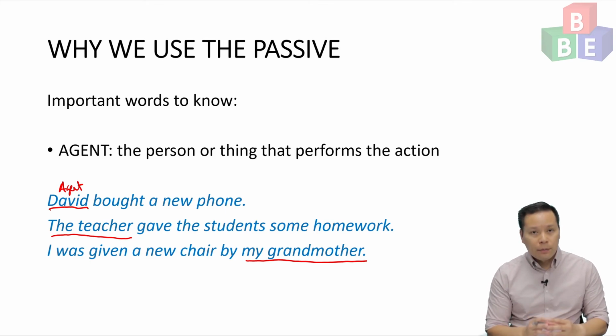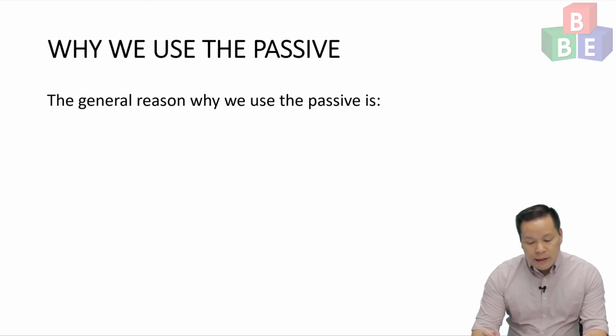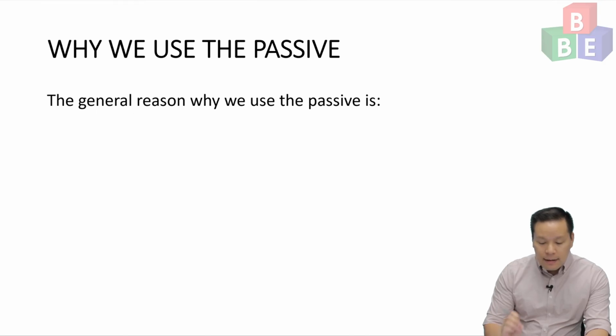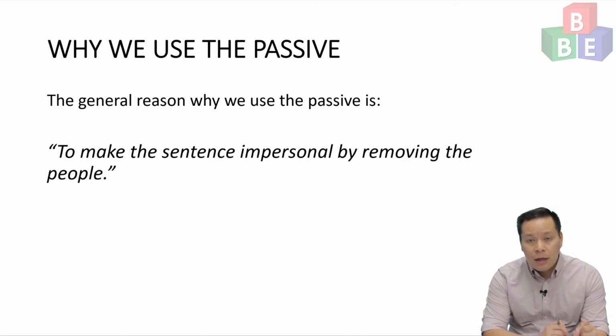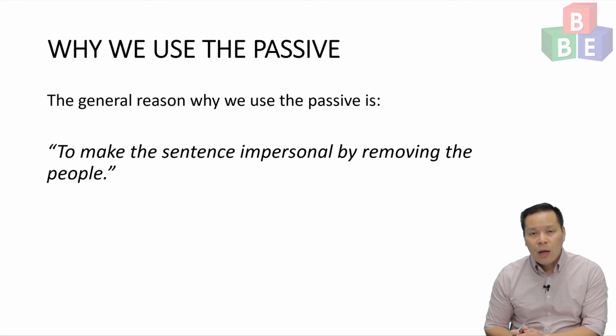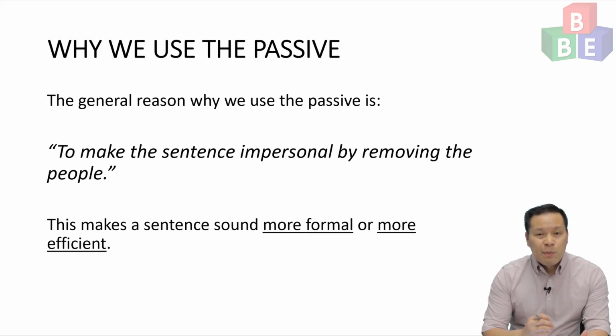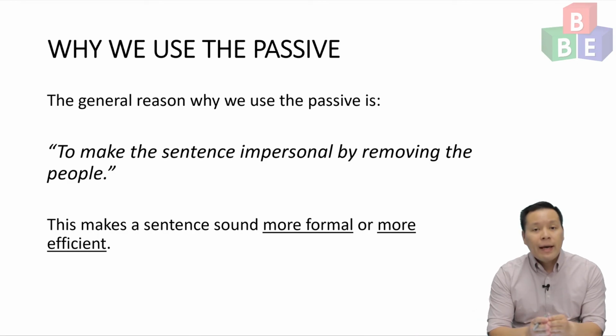But before we look at the form, let's have a look at why. The general reason why we use the passive is to make the sentence more impersonal by removing the people from the sentence. When we do this, it makes the sentence sound more formal and or more efficient. Let's have a look at some specific reasons where this happens. For now, don't worry too much about what the passive looks like. We're going to cover that later in the video.